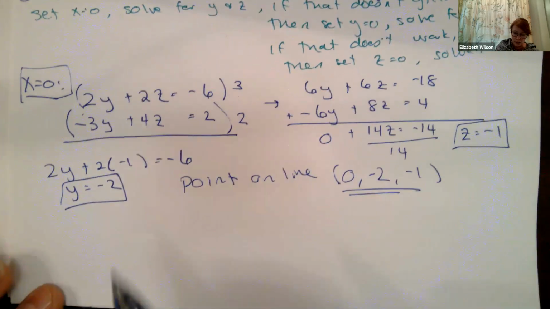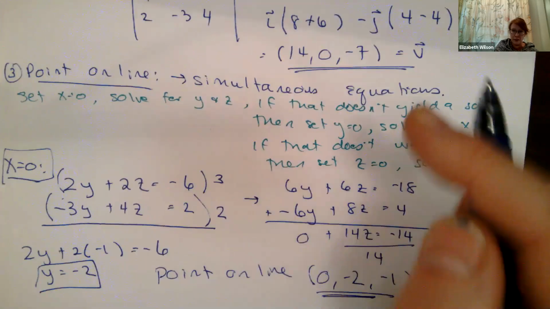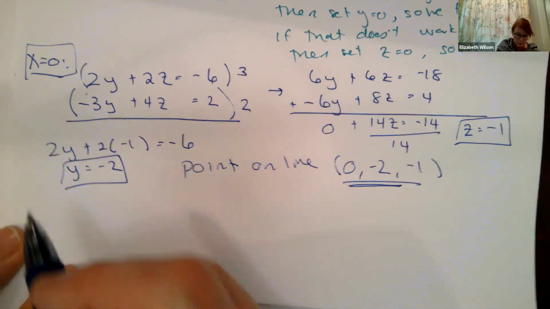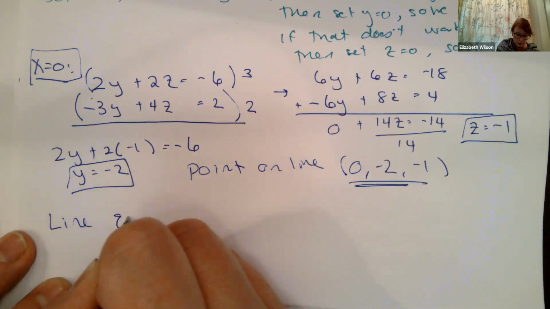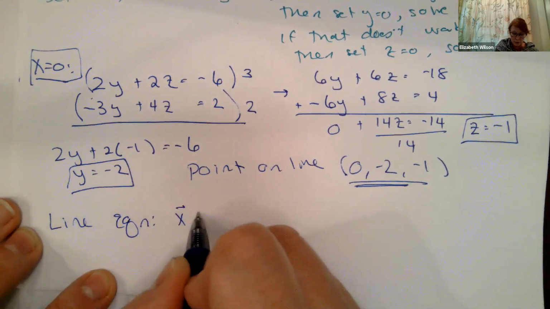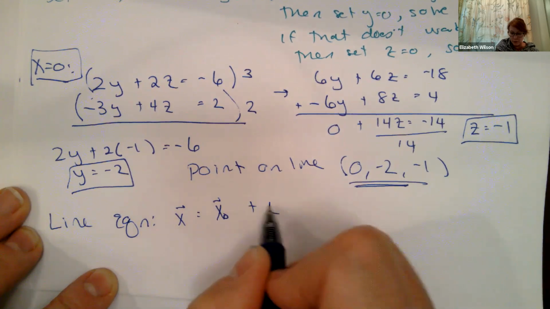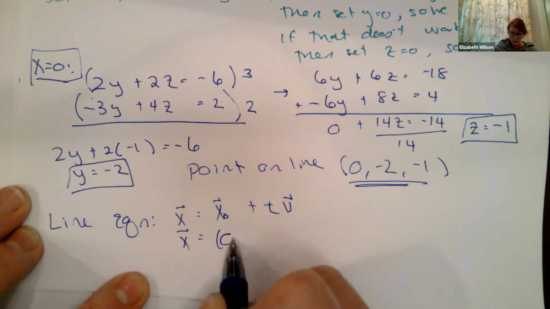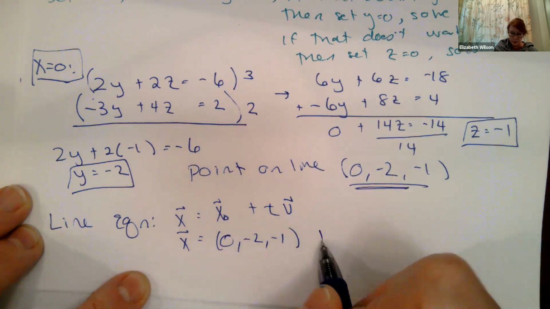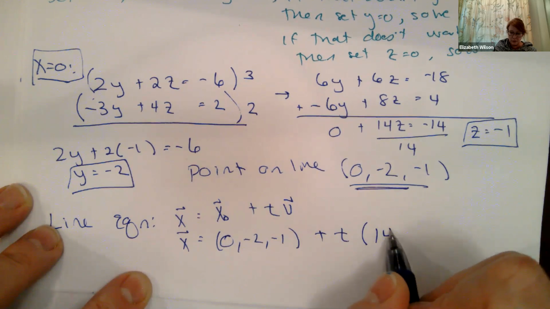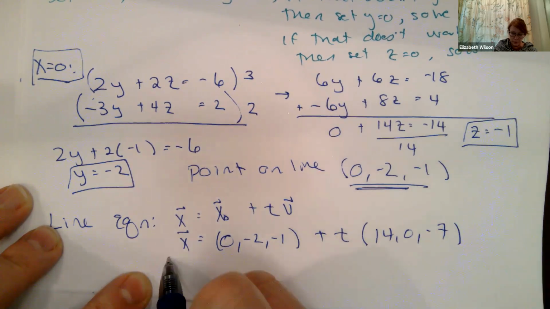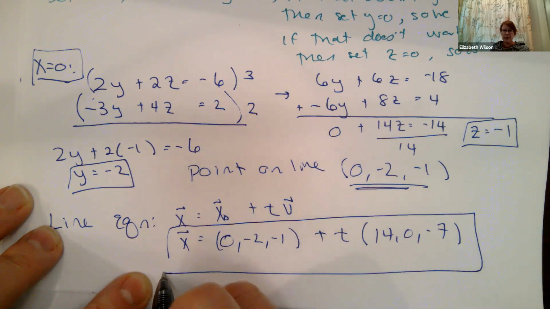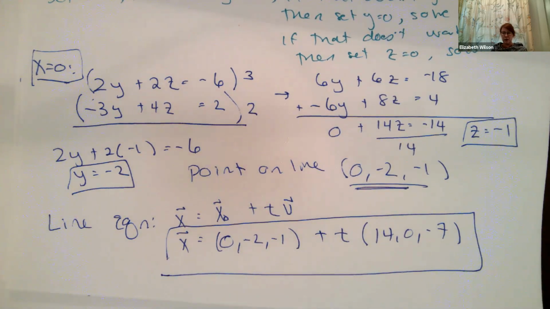So now I can use these. I've got a point and I have a vector. I can come up with a line equation. Remember, it's x bar equals our point plus our parameter times our vector. So I'll fill it in. x bar equals our point, (0, -2, -1), plus t times (14, 0, -7). When you find the equation for the line that's shared between the two planes, that's the line of intersection, you have to write it in vector form.